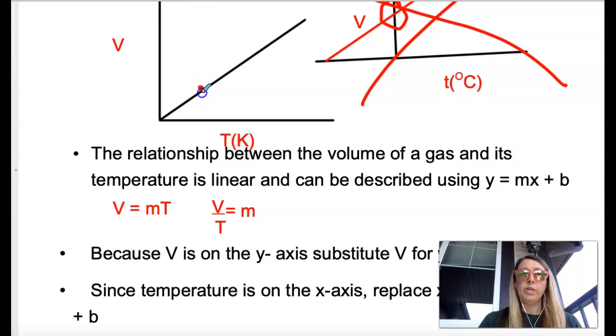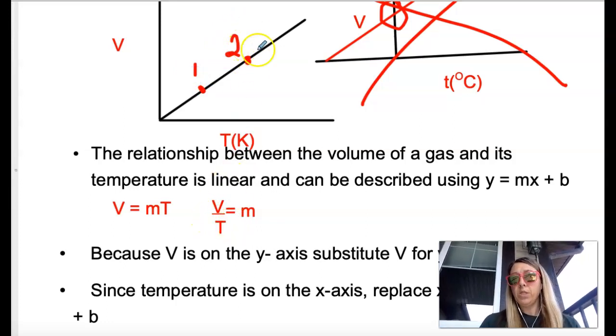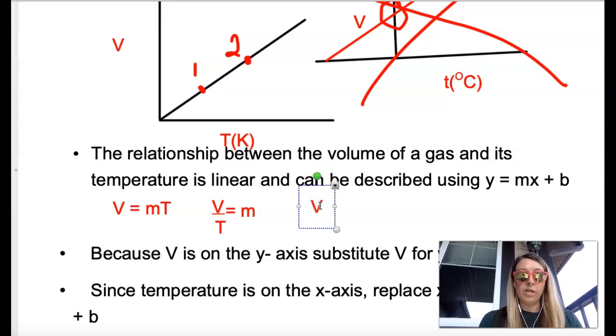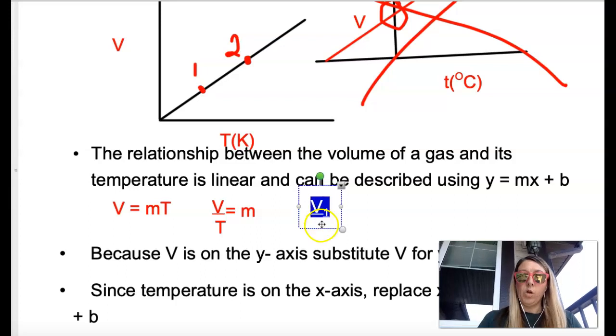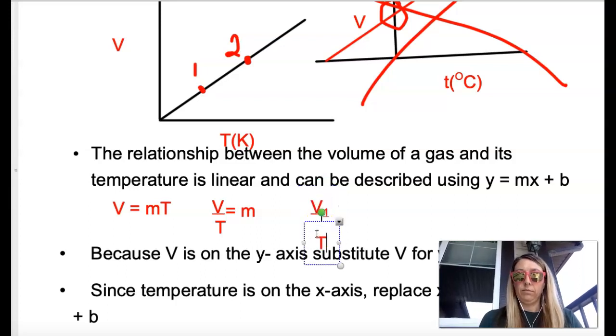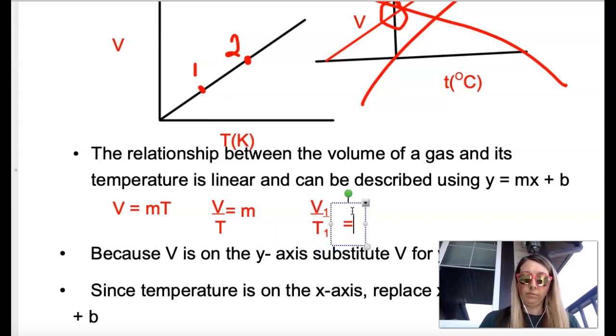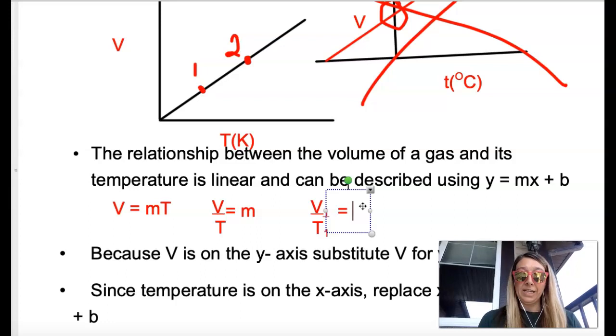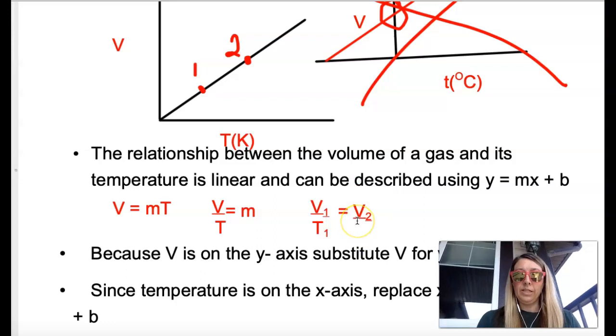If we take two different points on the line, so we take this one and we take this one, and we say this is point 1 and this is point 2, we can relate V1, T1 and V2, T2 because the slope of the line never changes. And that's why we can generate the equation of V1 over T1 is equal to V2 over T2. Sorry, my computer's being a little slow and it's not actually typing till a second later.